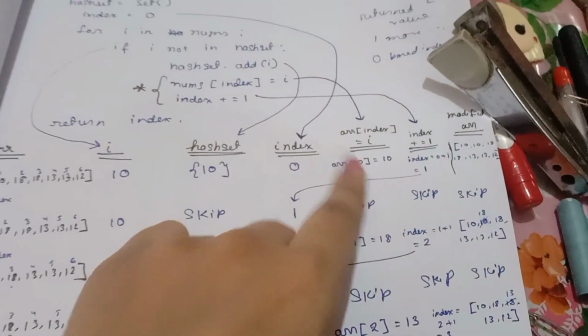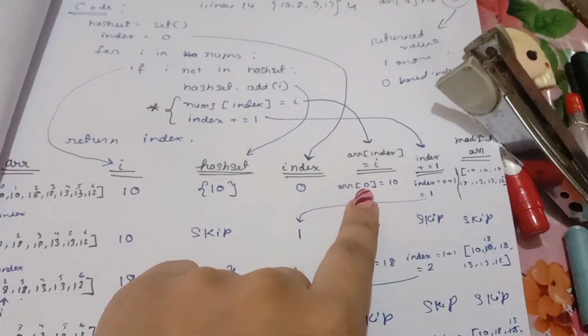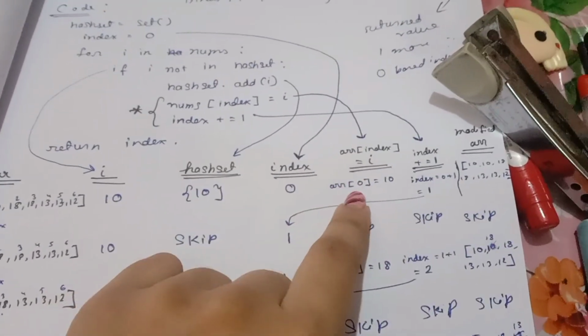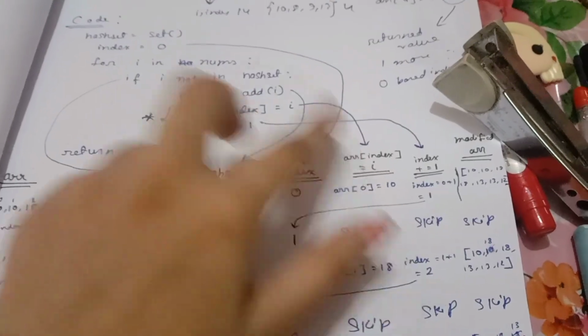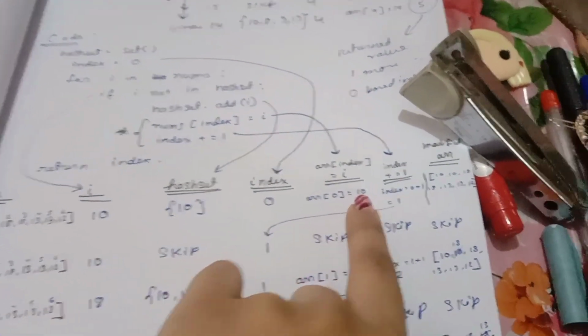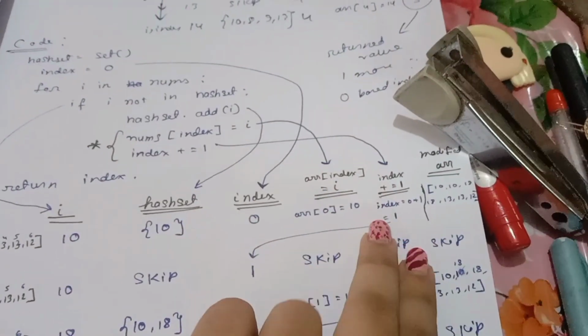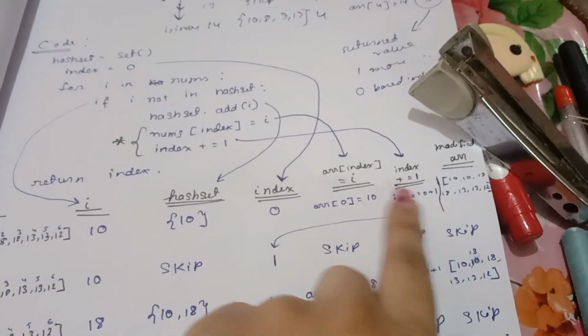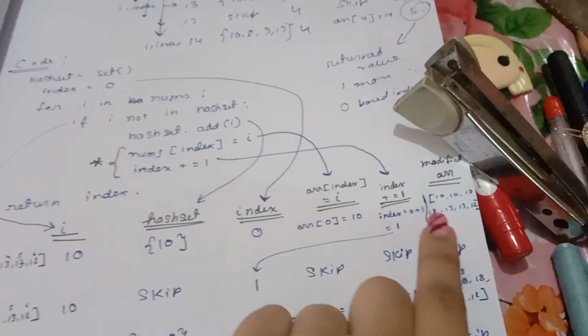Now see how it's actually working, because by seeing the working we can understand more clearly. Here, initially the index was 0 and the value of i is 10, and that part is done. Then we increment the index, because we have to check the next iteration.